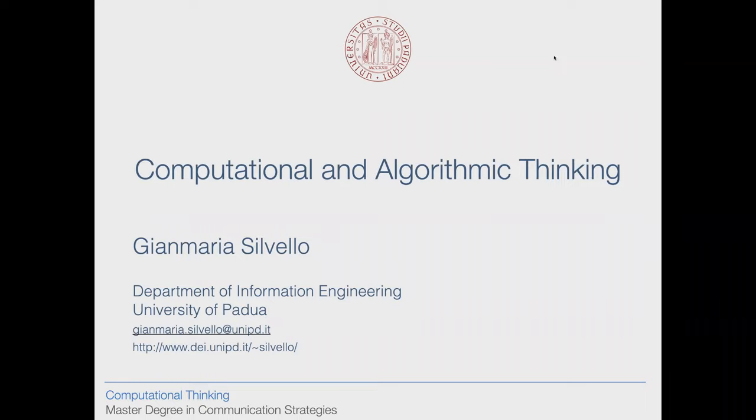This is the first lesson, the first actual lesson of the course, and this is about computational and algorithmic thinking. So today we are going to dive into the main topics of the course, and we are going to understand what we are talking about when we talk about computational thinking and algorithmic thinking, why they are connected, these two ways of thinking, and what the main differences are, okay?